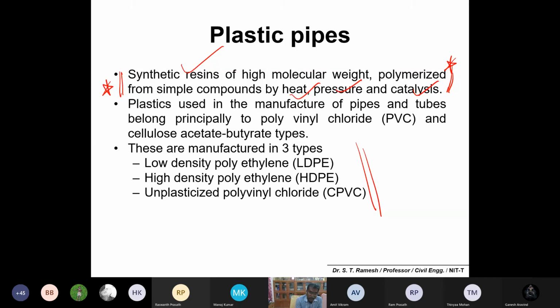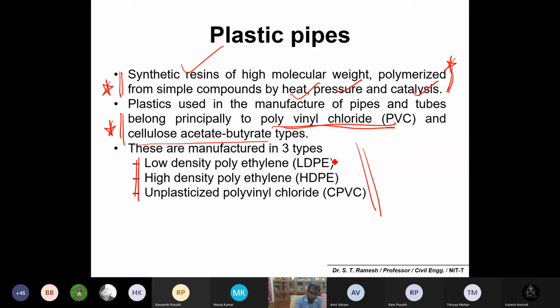The plastics used in the manufacture of pipes and tubes are principally PVC, polyvinyl chloride, and cellulose acetate butyrate types. Please make a note. Predominantly, we may use PVC, and you can also remember cellulose acetate butyrate. These are the different types of PVC plastic pipes.